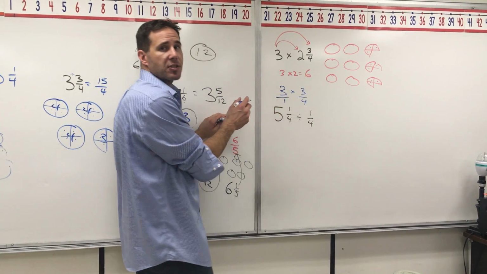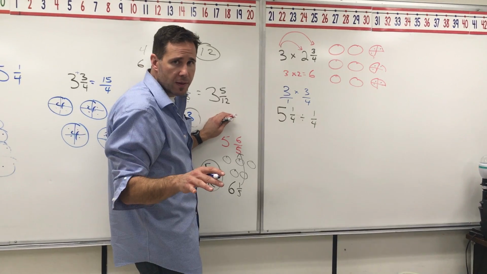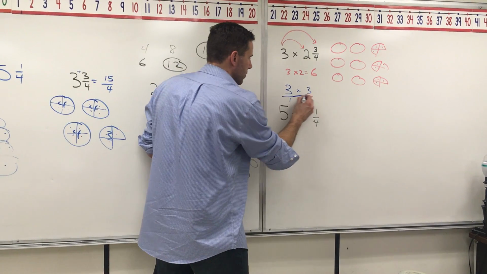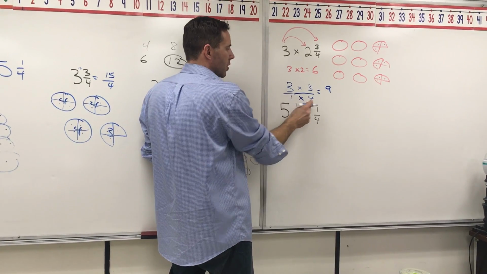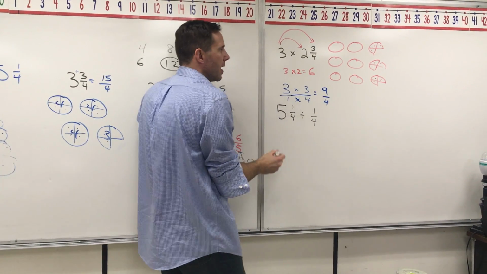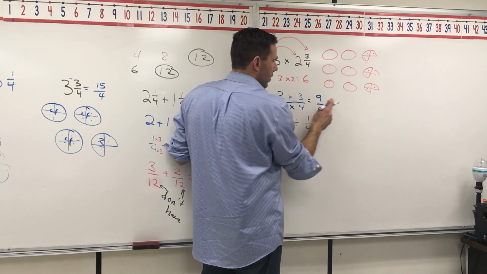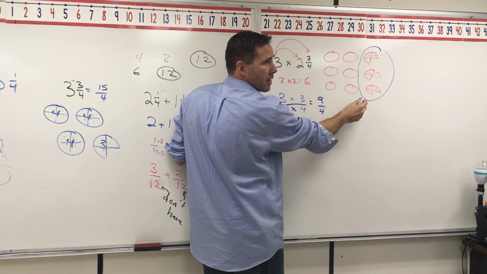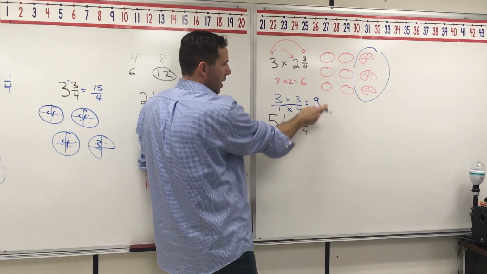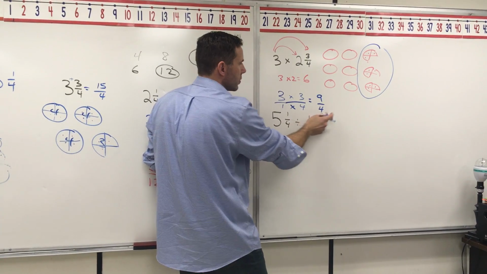Then multiplying fractions is easier than adding them. You don't need the same denominator. You just do this. Multiply the tops, 9. Multiply the bottoms, 4. Hey, same thing we got here. Here is 1, 2, 3, 4, 5, 6, 7, 8, 9 quarters. 9 over 4, 9 quarters.